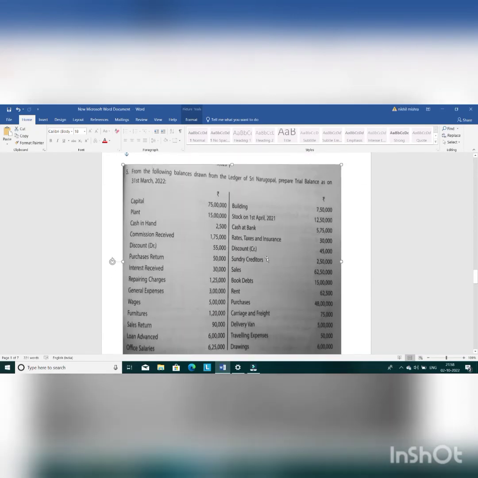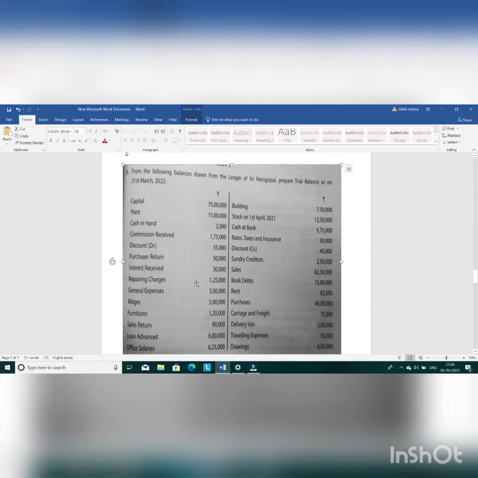Next sum, capital, credit column. Plant is an asset, debit column. Cash in hand, debit column. Commission received, credit column, is an income. Discount debit means discount allowed, discount credit means discount received, and discount debit means discount allowed, it is an expense, so it will be coming in debit column. Purchase return, credit column. Interest received, credit column.